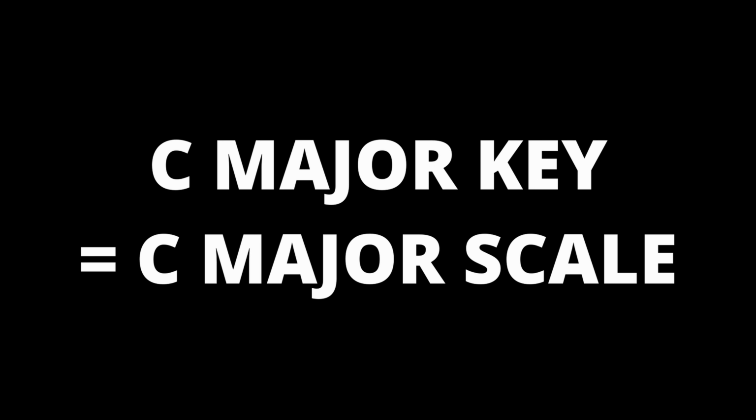Let's start by looking at chords in a key. A key is related to a musical scale. All of the notes for a song in a particular key will come from this scale. For example, a song in the key of C major will use notes from the C major scale. This also includes the chords in a key.